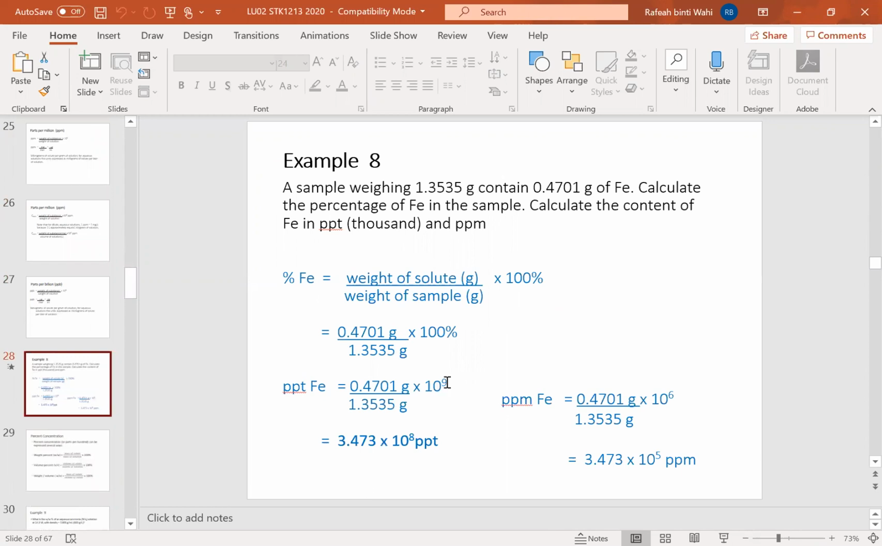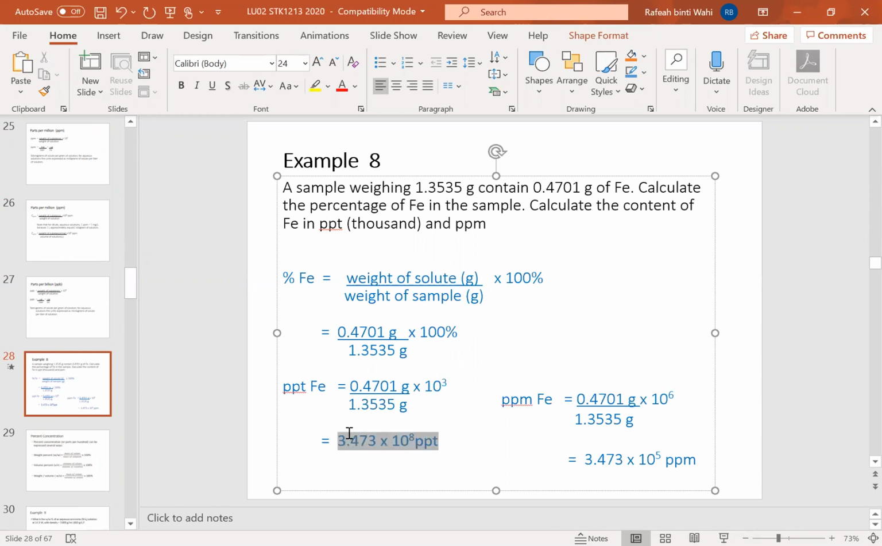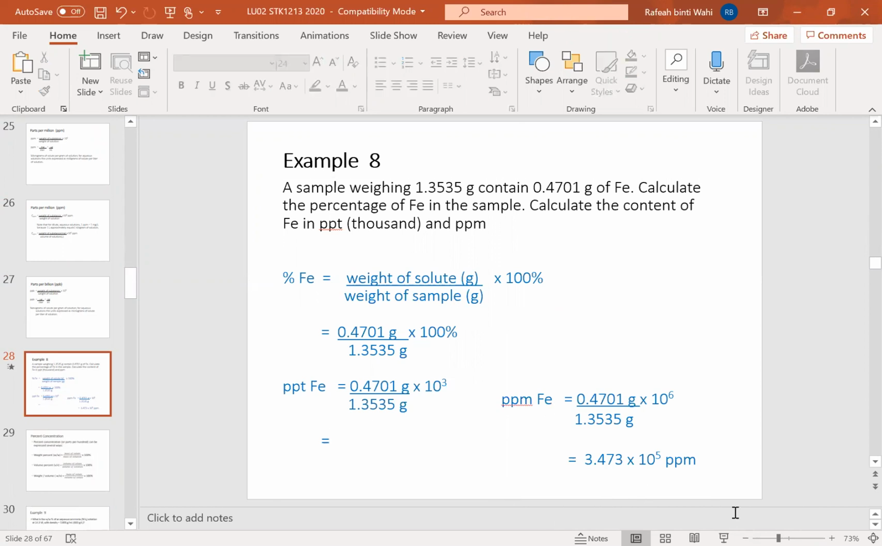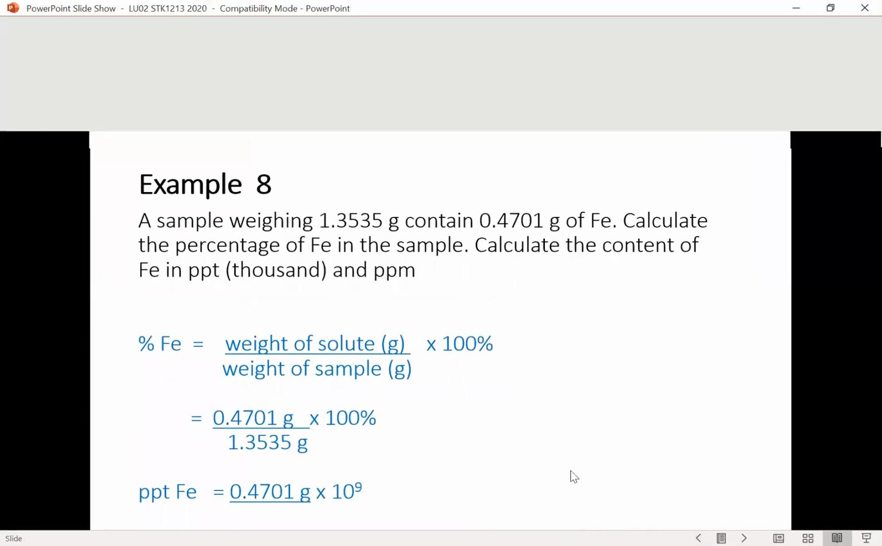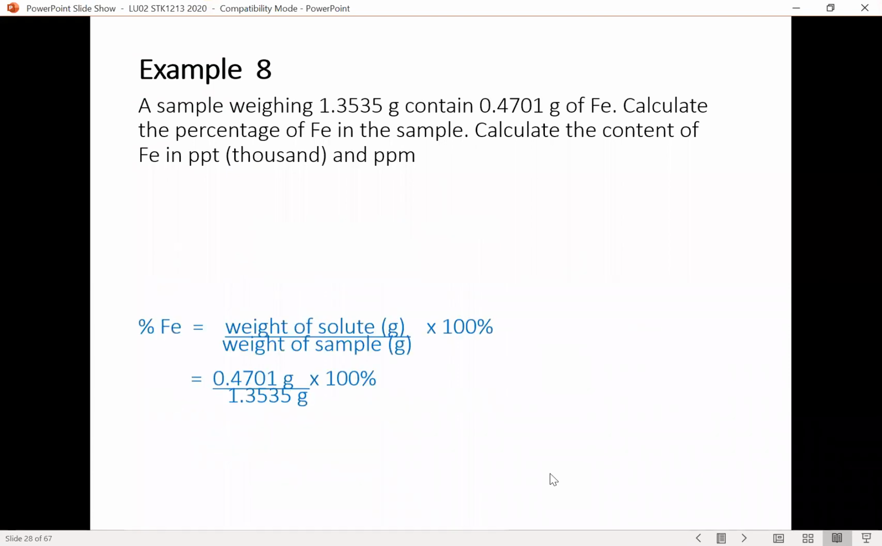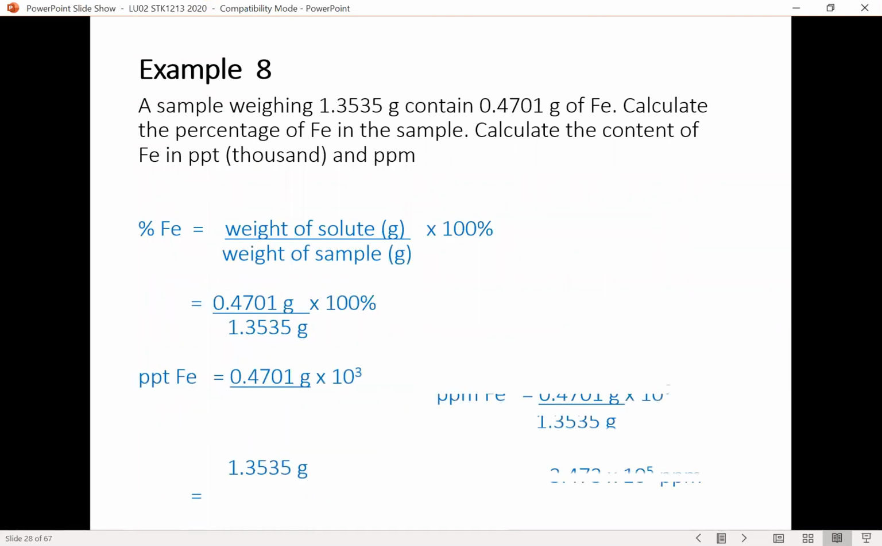Okay, when we talk about parts per thousand, it's 10 to the power of 3. So here you have to recalculate it. Okay, and then to calculate parts per million, mass of solute over the mass of sample times 10 to the power of 6.